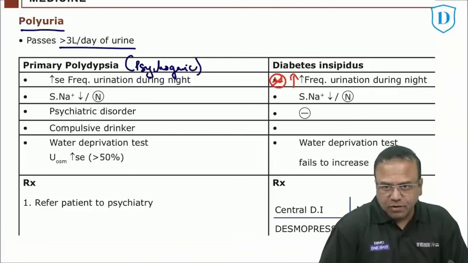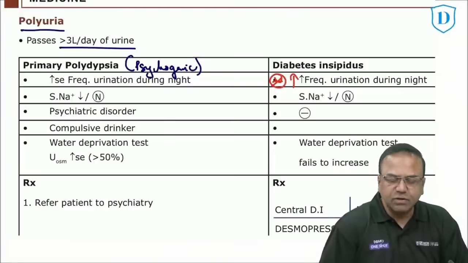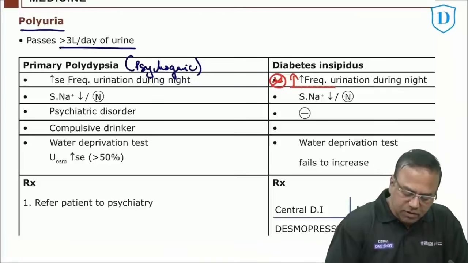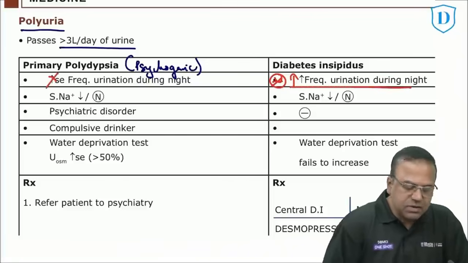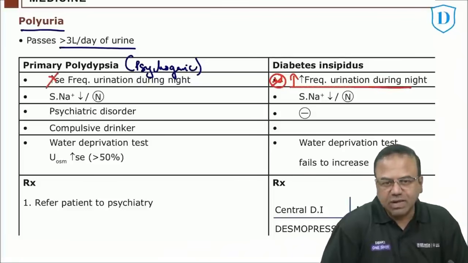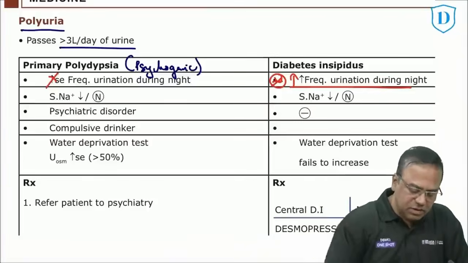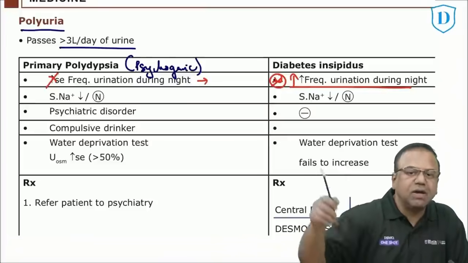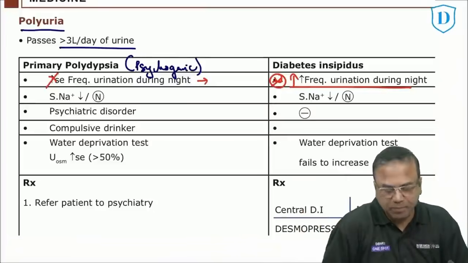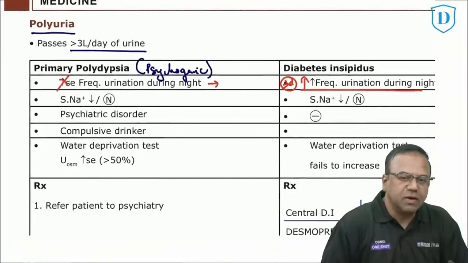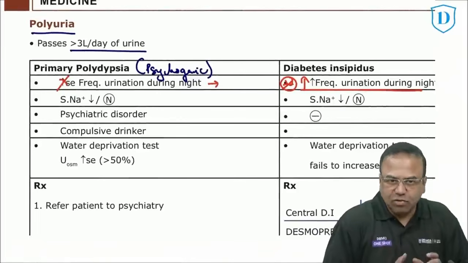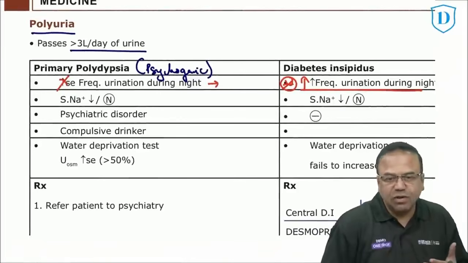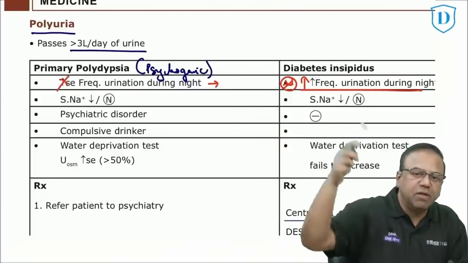The patient will wake up to pass urine. He'll drink water, go back to bed. Again the bladder will fill. Again he'll pass urine and go back to bed. So increased frequency is a feature of diabetes insipidus, but not of primary polydipsia. In primary polydipsia, you don't get increased frequency; rather, the frequency of urination is less compared to diabetes insipidus. Whatever his psychiatric disease, when he goes to bed, his psychiatric disease is also going to bed. Obviously, he sleeps. He doesn't drink water in the night. So you don't see the patient having the problem.